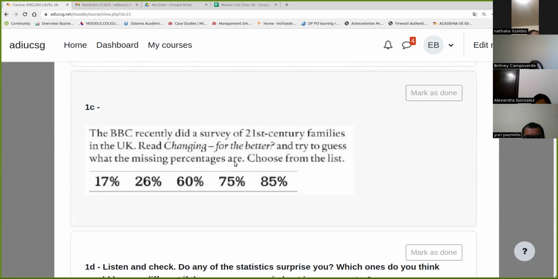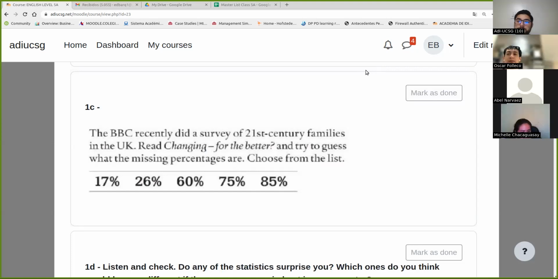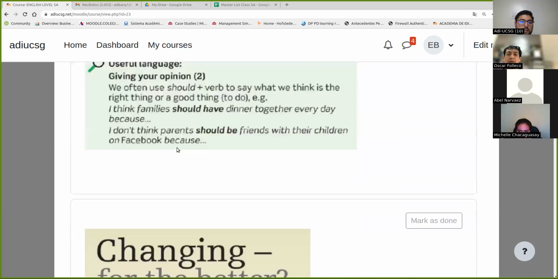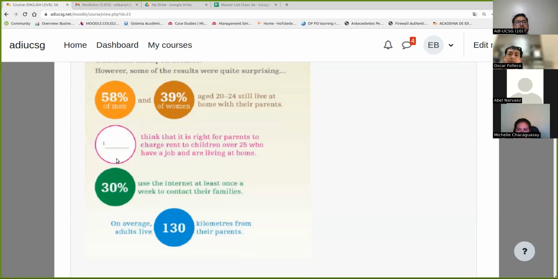Remember, this is statistics, which means they are providing an opinion. Lorena? 26 maybe. 26%. All right, let's work with this number. 26% think that it's right for parents to charge rent to children over 25 who have a job and are living at home. Let me ask you before we continue.